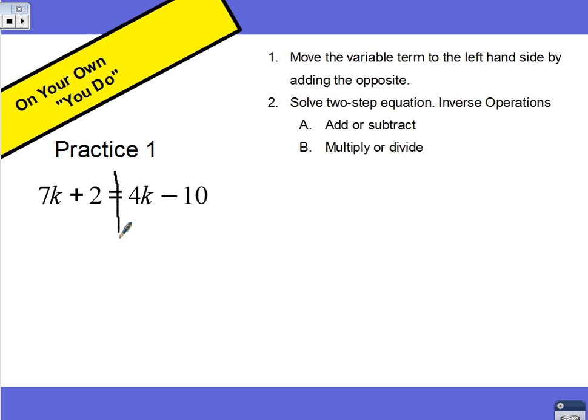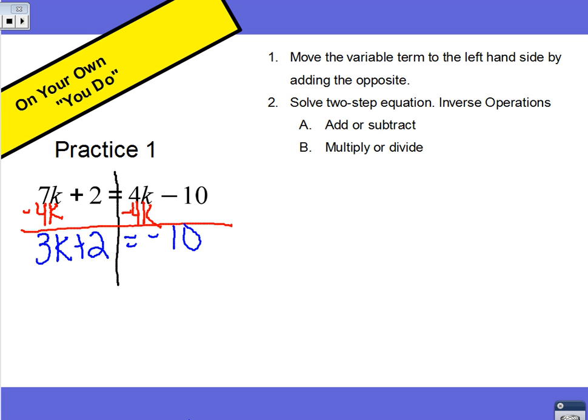Okay, so divide the problem in half. We're moving the variable term that's on the right side to the left side. So hopefully you added negative 4x. Oh, sorry, k in this case. So I'm left with 7 minus 4 is 3, plus 2 equals negative 10. Now we're at a basic two-step equation. Pause the video, finish up the problem.